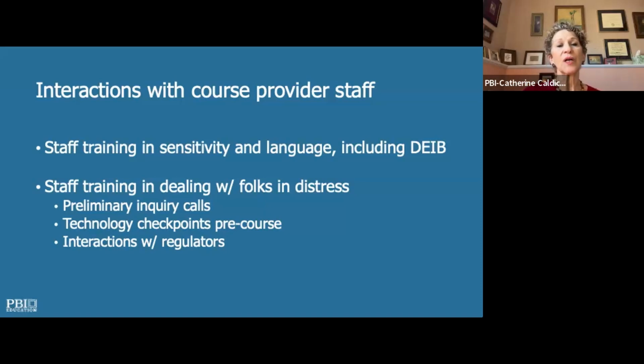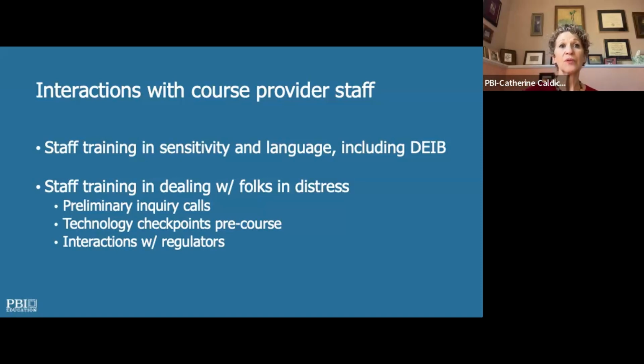Now, when we talk about training our staff, the remedial course experience begins not only with the actual course itself, but actually with the clinician's first outreach to the course provider. And that simply could be their preliminary inquiry call. So the staff person may be the first one they interact with, and that could simply be over the phone.